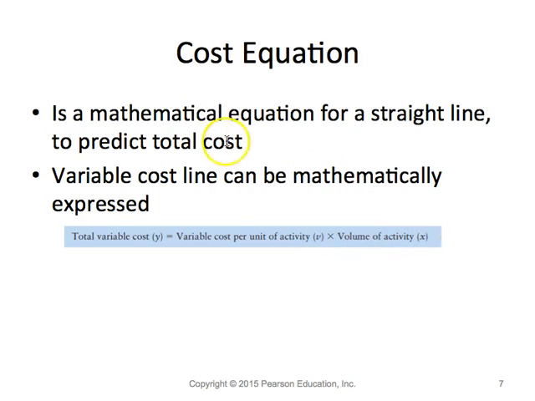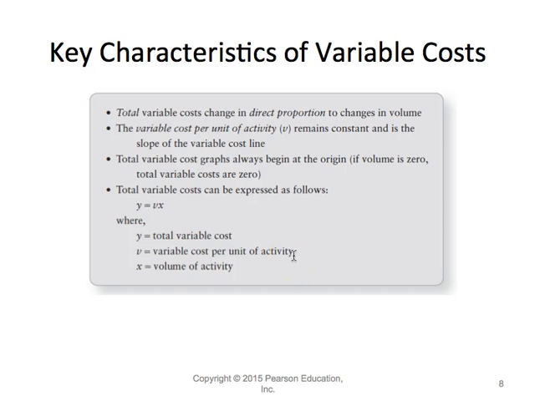This is an arithmetical equation for a straight line. There are only two variables here, the independent variable and the dependent variable. So Y equals Vx. This is a straight line from our geometry, and it's very simple to understand. The variable cost line can be mathematically expressed this way.